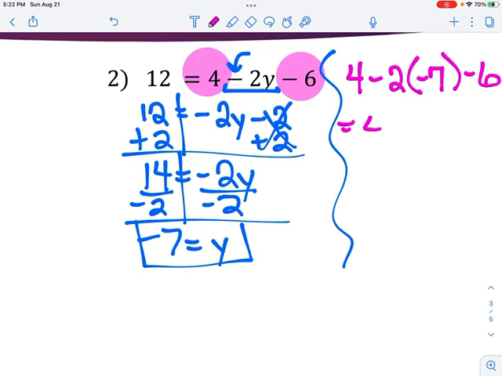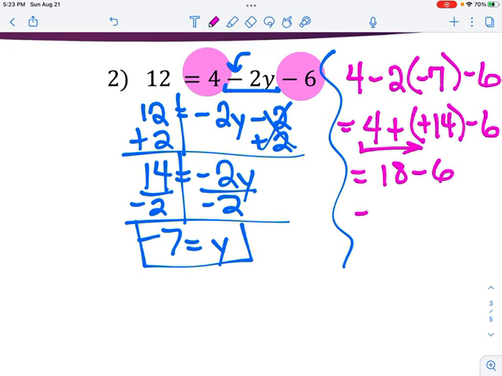So what that gives me is 4 minus 2 times negative 7, that's a negative 14, minus 6. So remember, minusing a negative turns into adding a positive. Order of operations says we'd start at the left, work to the right. So 4 plus 14, that's 18. Minus 6, that's going to give me 12. That is what we wanted it to be, so we know that is the correct answer.